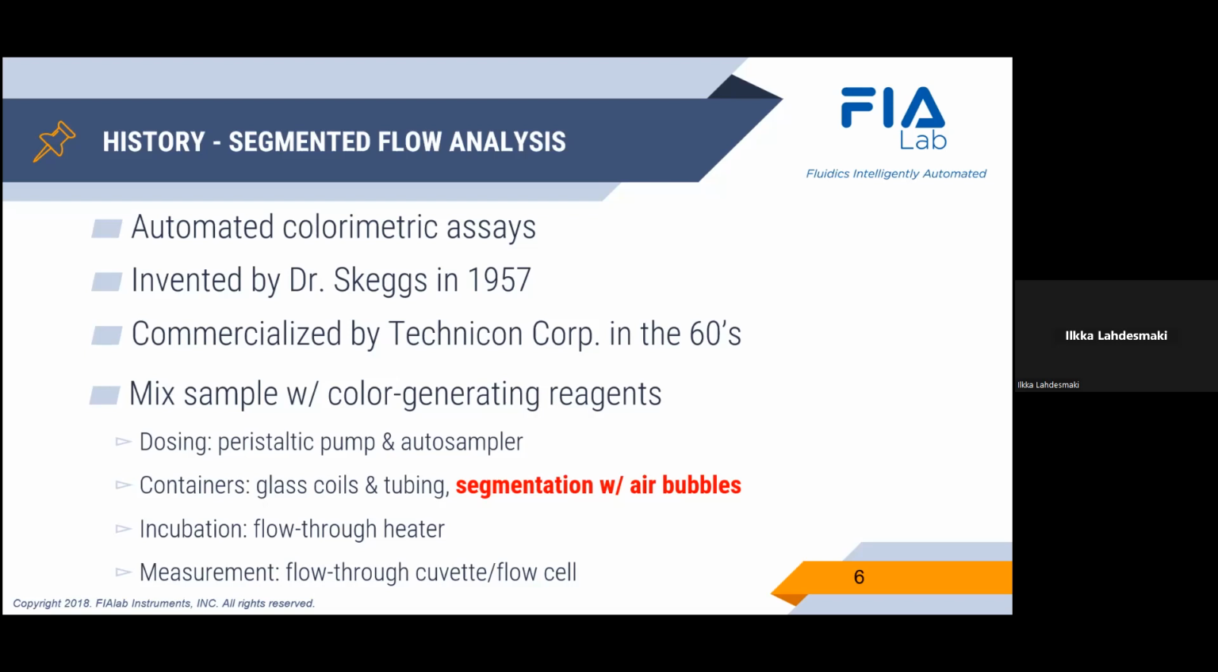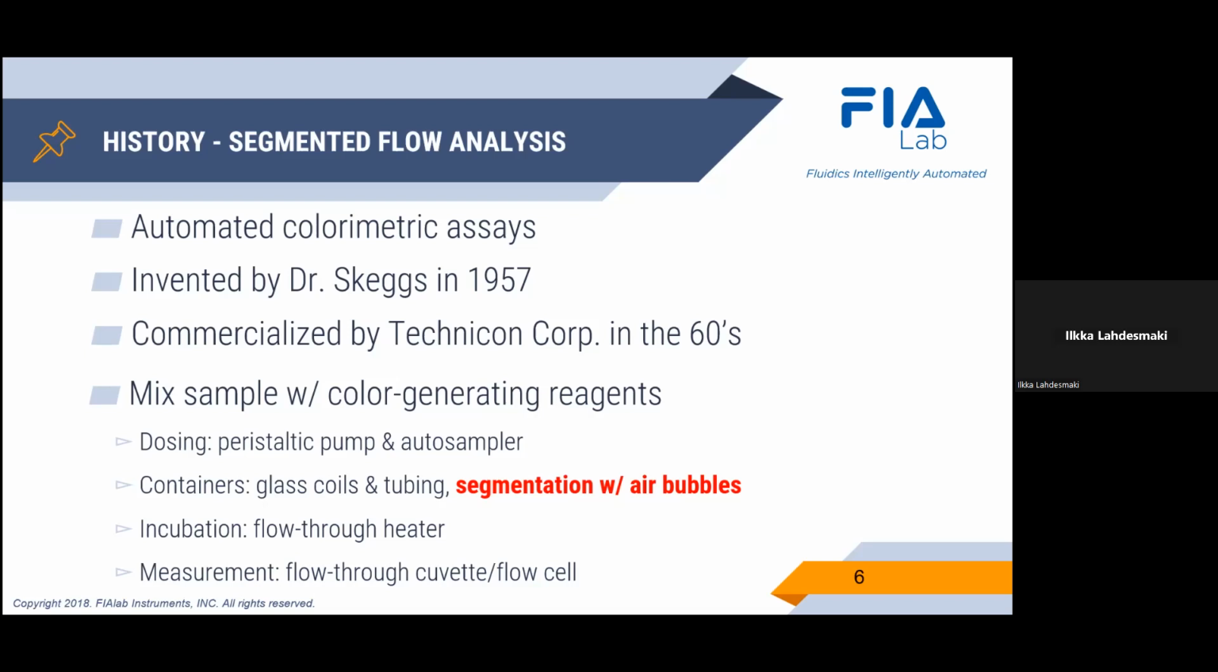So you'll basically have a stream of sample that then gets mixed in with streams of color-generating reagents. In order to propel the motion of these liquid streams, Dr. Skeggs was using a peristaltic pump hooked up to an autosampler so that he could pick up various standards and samples in an automated manner. In place of traditional glassware containers, all the mixing and all the reactions were happening inside glass coils and glass tubing.